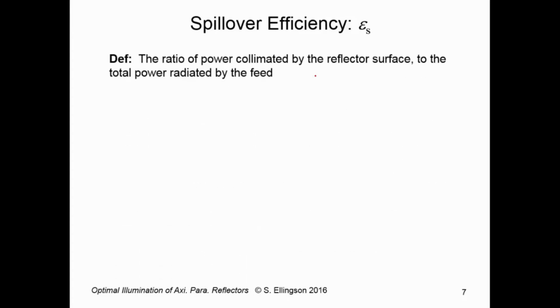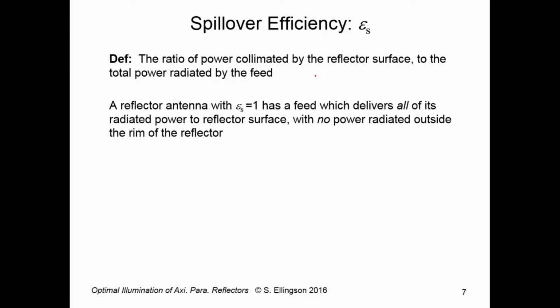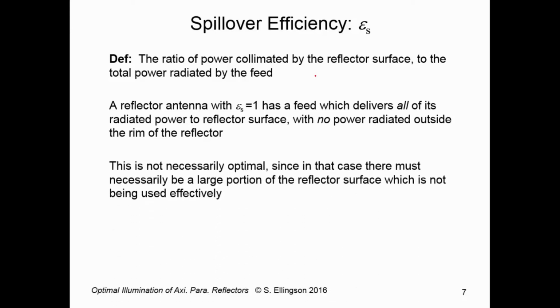So, spillover efficiency. Definition: the ratio of power collimated by the reflector surface to the total power radiated by the feed. A reflector antenna with perfect spillover efficiency has a feed which delivers all of the radiated power to the reflector surface with no power radiated outside the rim of the reflector. This is not necessarily optimal, since in that case there must necessarily be a large portion of the reflector surface which is not being used effectively.